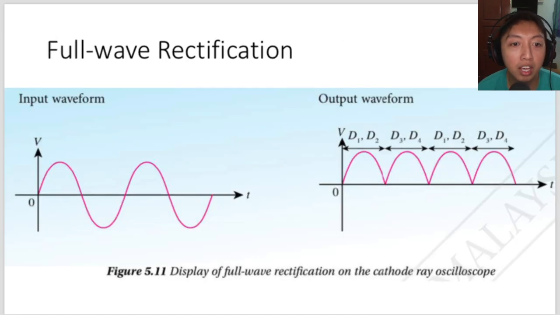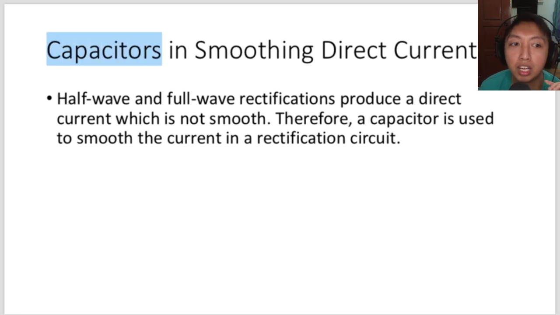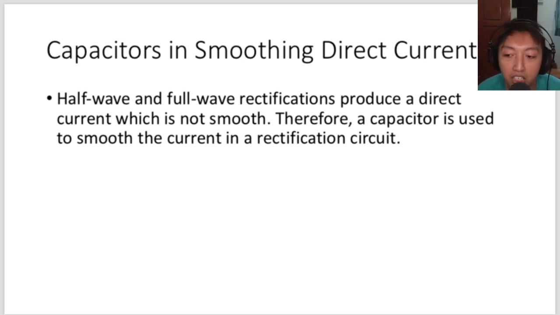Same thing even with a full wave rectifier. You still do not have a stable current because it keeps on going back down to zero. So goes up, goes to zero, goes up, goes to zero. And so we need to use a capacitor to smooth out. So half wave and full wave rectifications produce a direct current which is not smooth. Therefore, a capacitor is used to smooth the current in a rectification circuit.